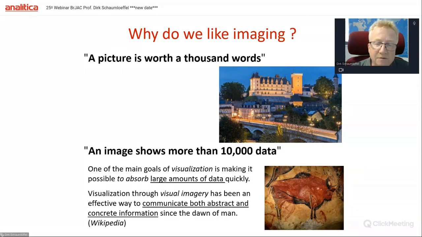information was given by images, by visualization, like these cave paintings from the past, because with images, you can transmit a lot of information at the same time. It's possible with an image to absorb a large amount of data at the same time. You can communicate both abstract and concrete information.